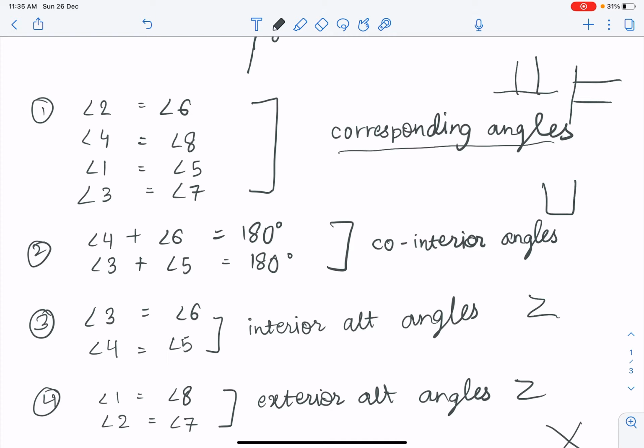Now we will move on to the conditions of parallelism. What are the conditions? Let's see. Conditions for whether those lines are parallel or not. There should be 3 conditions fulfilling. Then only you can say whether it is parallel or not.